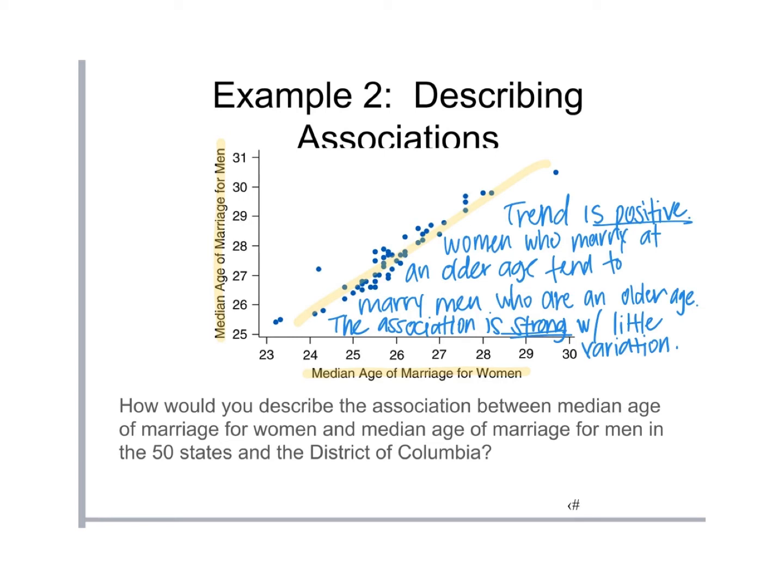And lastly, let's talk about the shape. Is it linear or non-linear? It's linear. So we'll go ahead and say it's a linear association. And that's how you would go ahead and describe a scatter plot.